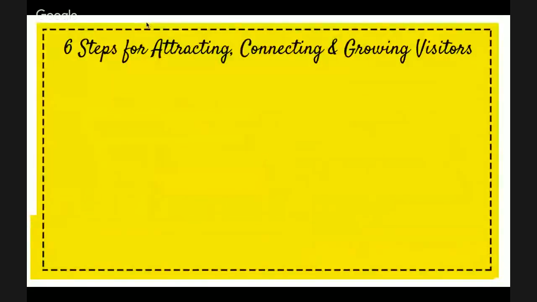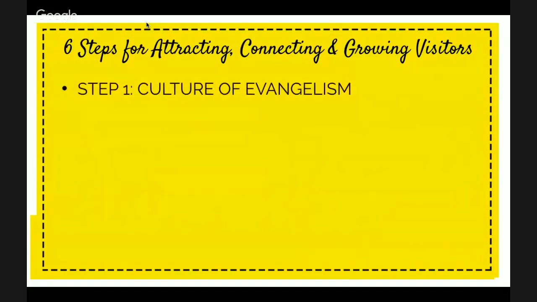And so those are the 6 steps for attracting, connecting, growing visitors. I hope you enjoyed that. So step 1 is creating a culture of evangelism, where we're going to excite our people, get them to invite. Step 2, we're going to be thinking guests first. So when people come to our church, I hope you're tracking with the thought process: culture of evangelism, we're inviting people to our church. When they get to our church, we're thinking guests first. So we're going to serve them. We're going to make them feel super special.